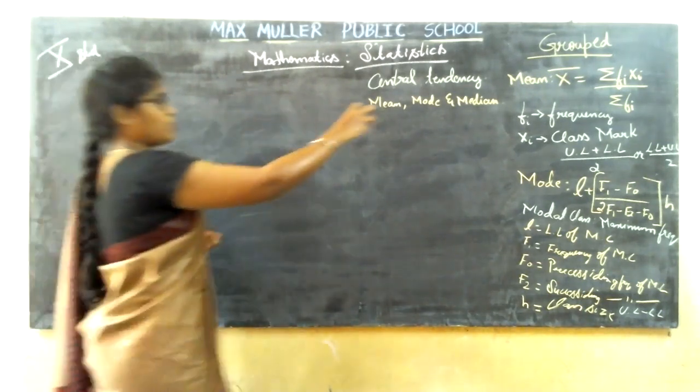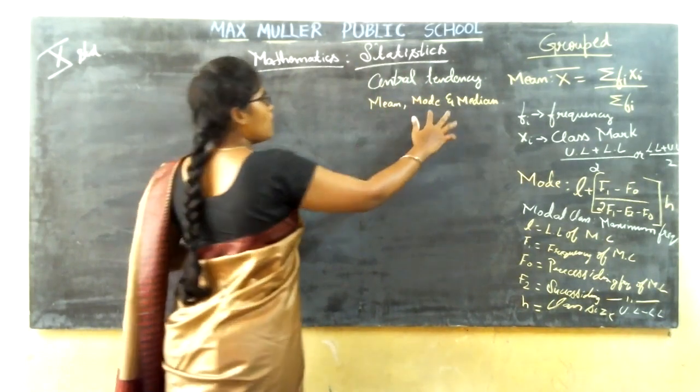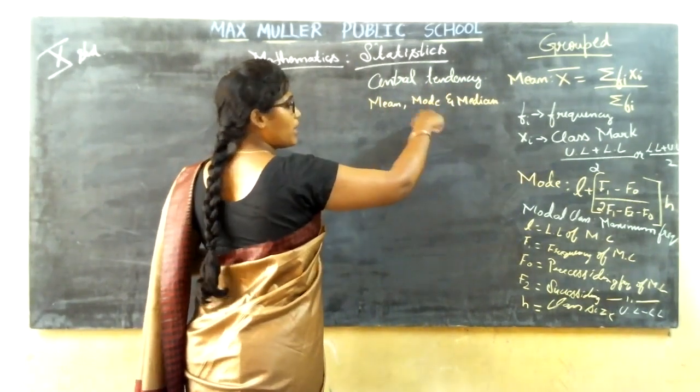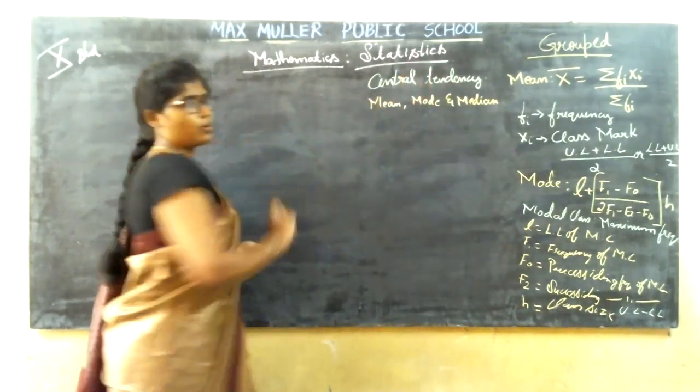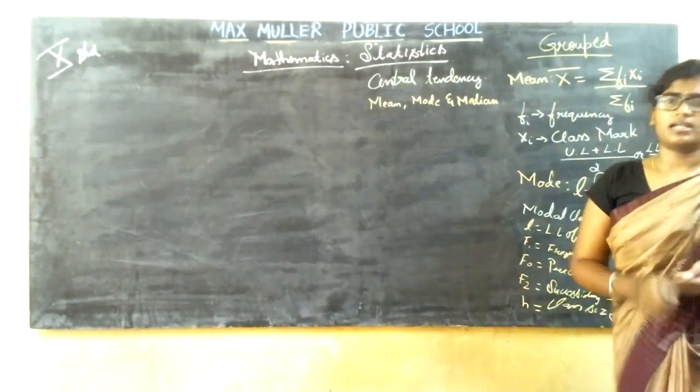If they ask only mode, then they won't ask you central tendency. They won't use the word central tendency. Only when there is a combination that you should find mean, mode and median, then the word central tendency will be used. Clear about this word central tendency?